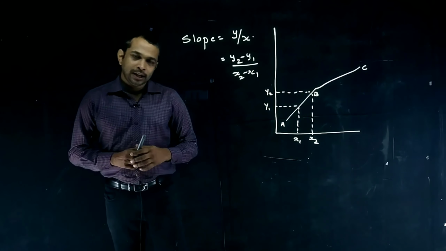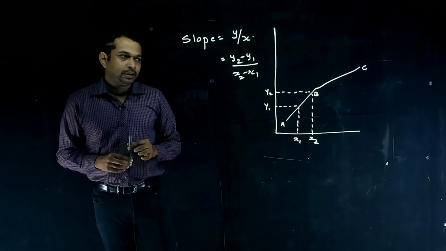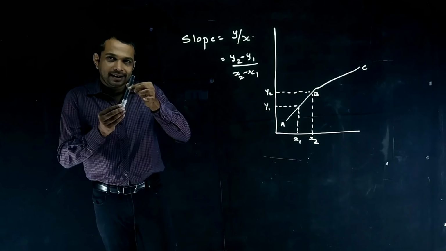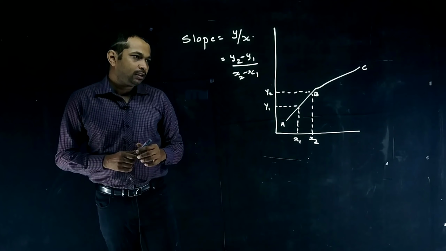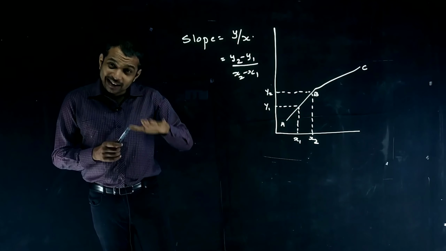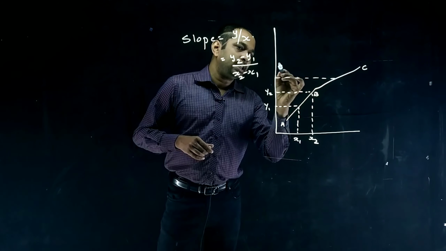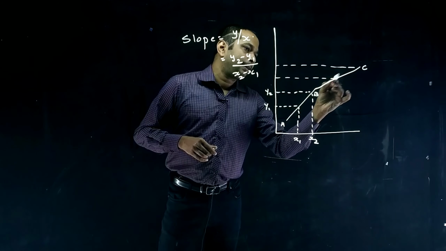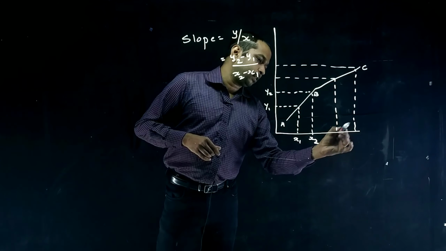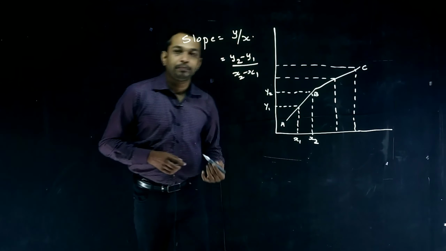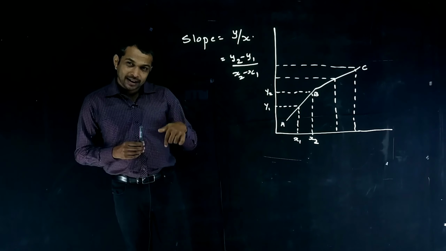Here you can see this line has got flattened, right? It became a little bit flat. So here I will say the slope has reduced. Here you can see the value of y is small corresponding to the value of x, right? So here I will say the slope has reduced.